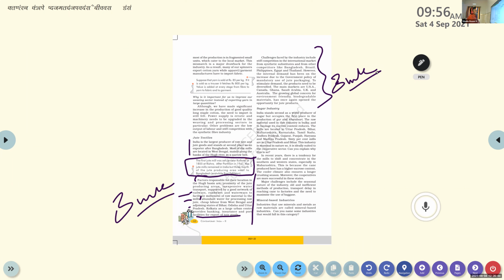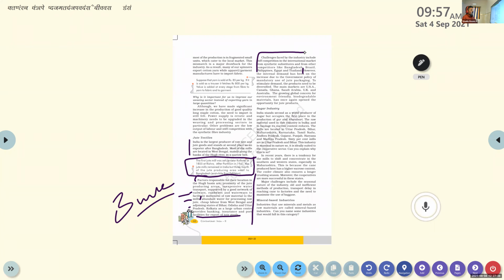Challenges faced by the industry include stiff competition in the international market from synthetic substitutes and from other competitors like Bangladesh, Brazil, Philippines, Egypt, and Thailand. Clear? Up to here only the answer. These are the challenges: basically, stiff competition in the international market from synthetic substitutes, synthetic fibers. We know that today, instead of jute, we are using a number of synthetic materials for packaging. So that is a problem for jute production.